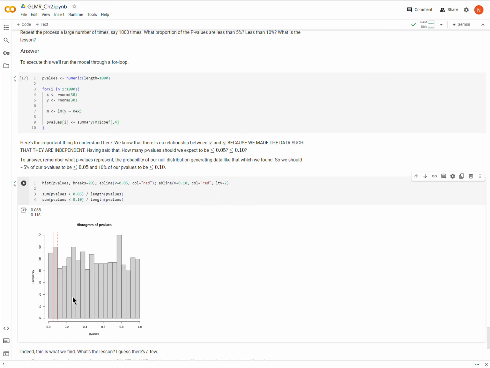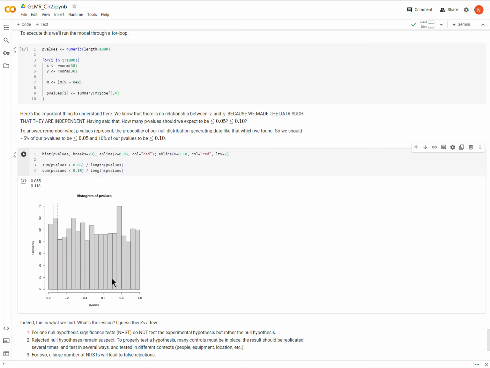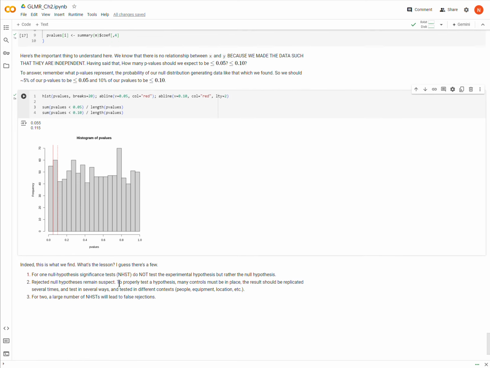Here we have the distribution of our p-values, and it's more or less uniform, which is correct. There's some sampling variation in there. But we notice that there's a sizable number that are less than 0.05 or less than 0.1, and that's to be expected. So what's the lesson here?